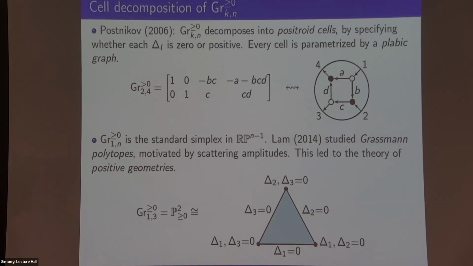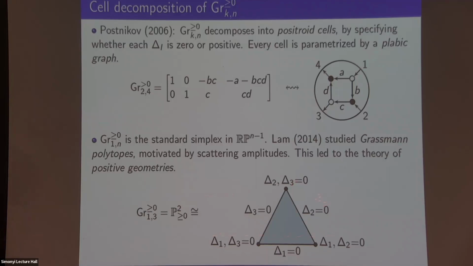Another way to think about this totally non-negative Grassmannian is more geometric. It goes by looking at the case when k equals 1. So when k equals 1, Gr(1,n) is a projective space. For example, Gr(1,3) is projective space P2. And its non-negative part is a simplex.